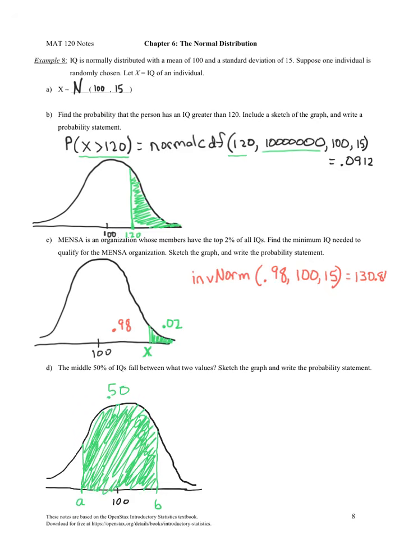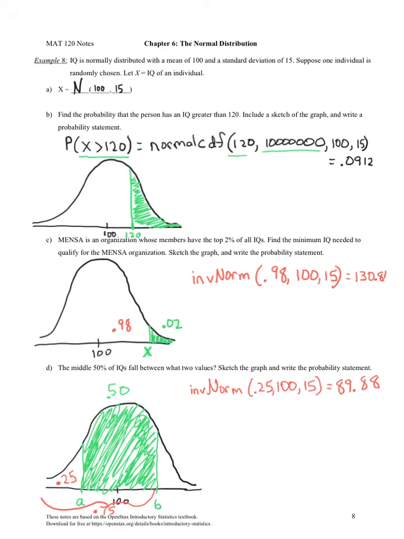Since our inverse norm will only give us the area to the left of our x value, we have to use the inverse norm twice here. So let's take a look. The inverse norm will give us 25% to the left of A, and the inverse norm will give us 75% to the left of B.